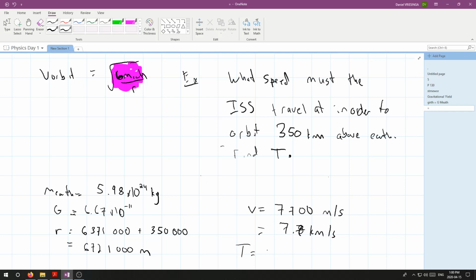If we want to figure out the period, it's just going to equal 2 pi r over velocity. Remember, velocity equals 2 pi r over t. If we want that in seconds, I'm just going to go 2 times pi times my radius, which is this number here, 6721123. It equals, divide that by my velocity, which is 7,700 meters per second. And my period is this number, 5484 seconds. Let's figure that out in minutes. I'm going to divide this by 60, and I get 91.4 minutes.